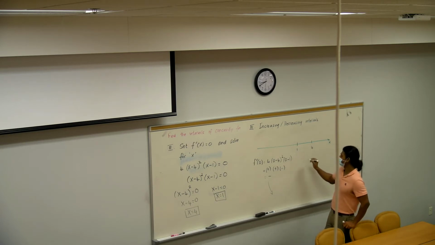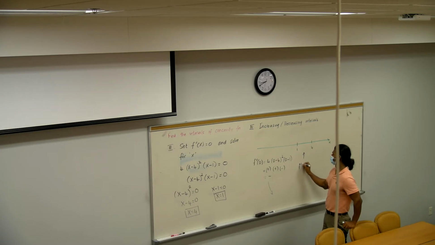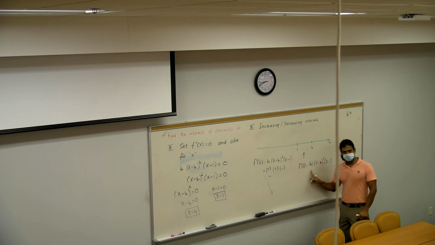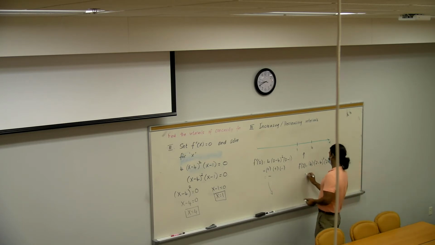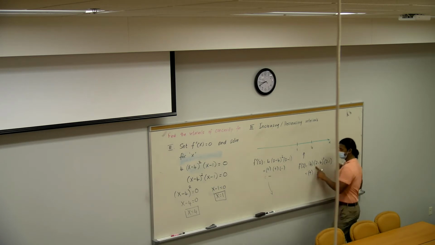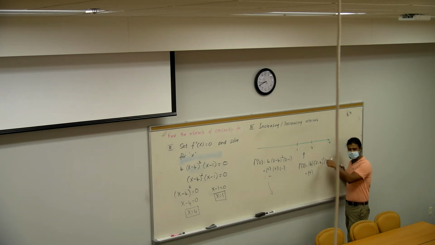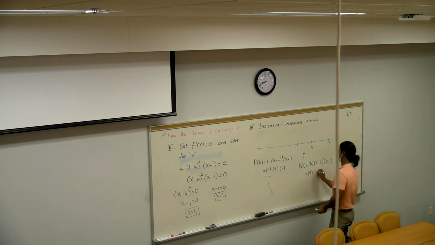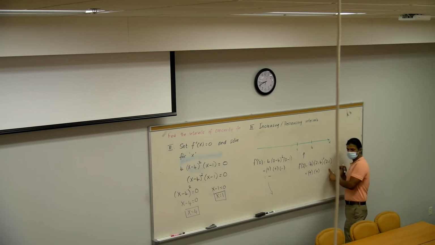Between 1 and 4, I'm going to plug in 2. Four is a positive number. 2 minus 4 is negative 2, but negative 2 squared will result in a positive number. Agreed. 2 minus 1 is positive as well, right? So positive times positive times positive is positive.